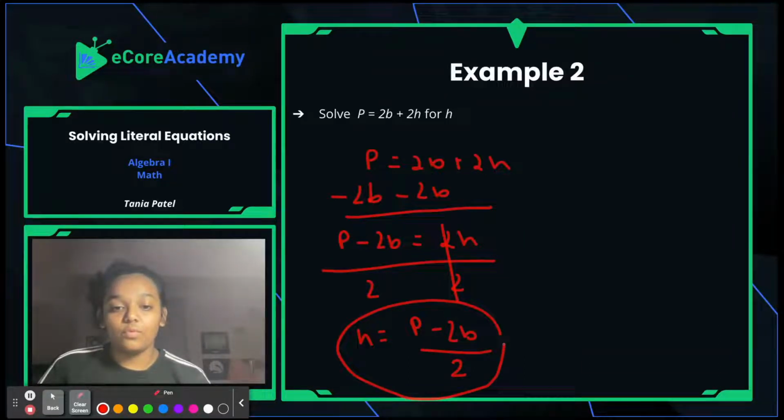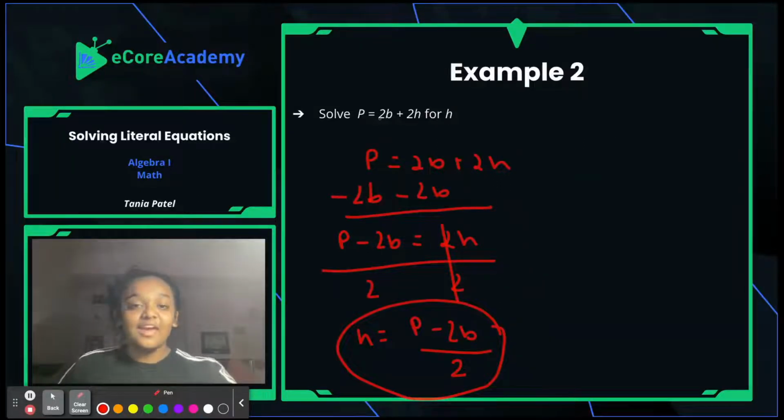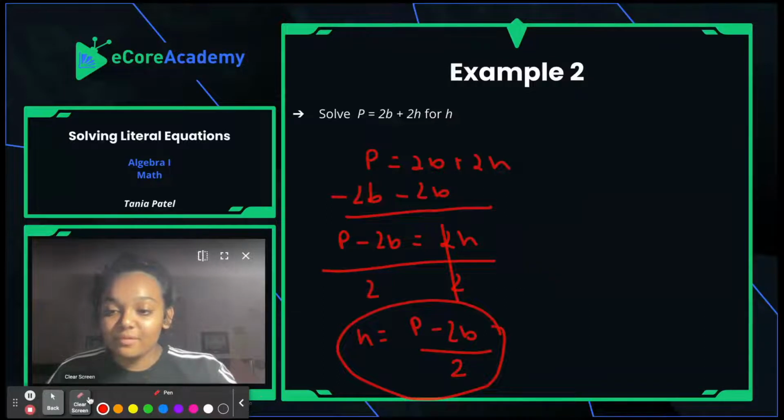This will be this equation solved for h. H equals p minus 2b over 2. And it's as simple as that.